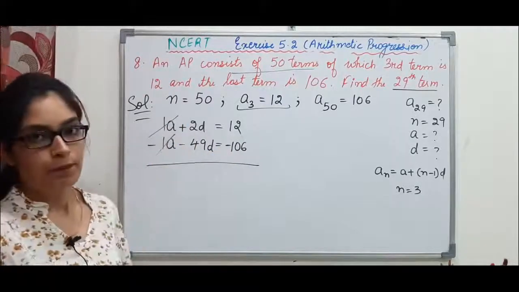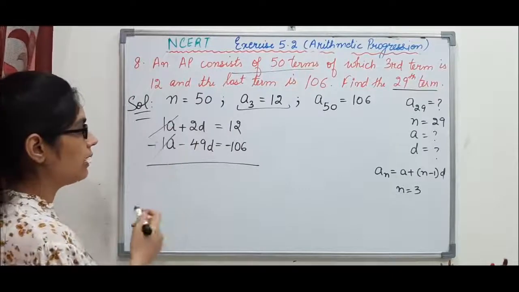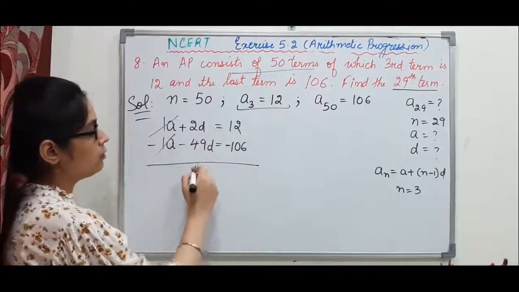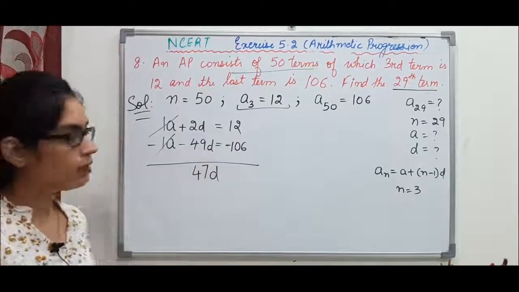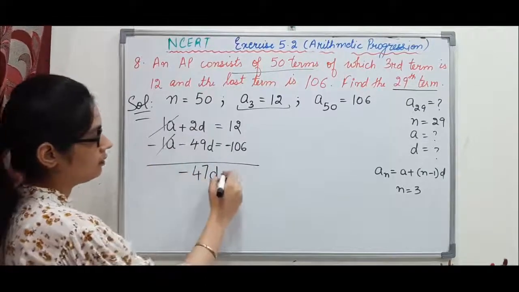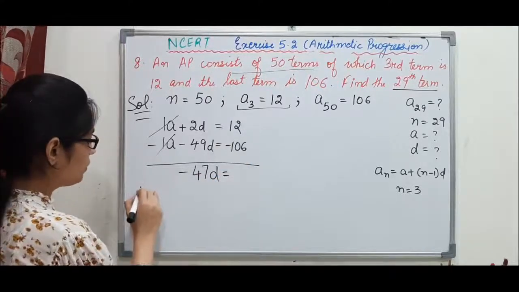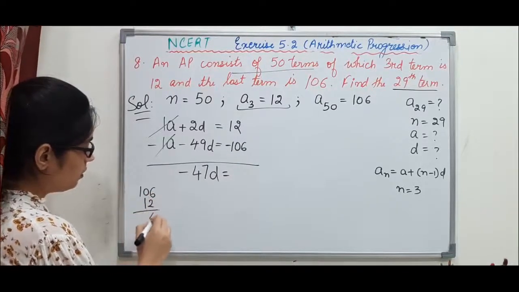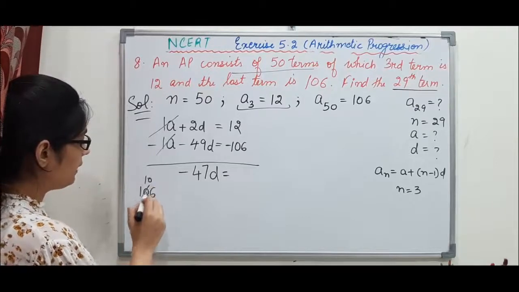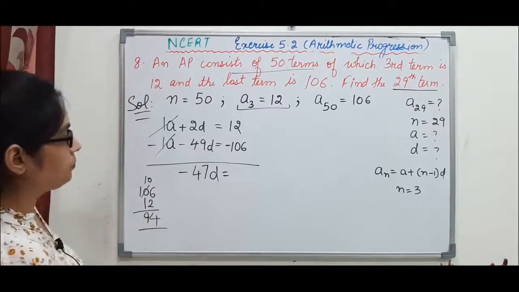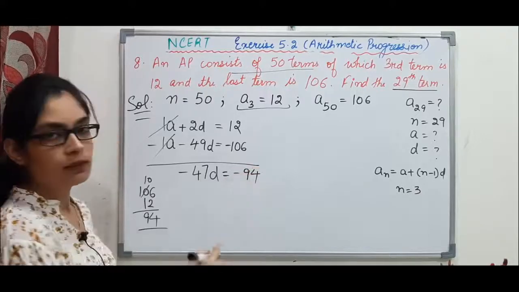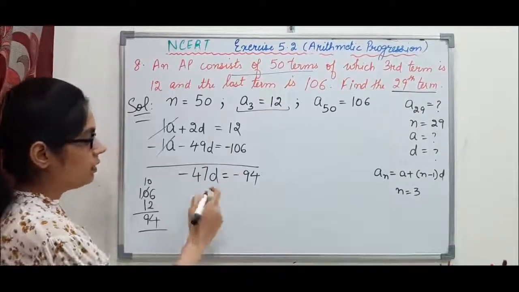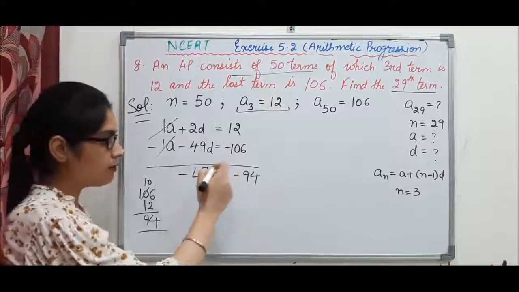Plus A and minus A get cancelled because A minus A is 0. Then 2D minus 49D: 49 minus 2 is 47, and the sign of the greater number, 49, is minus, so minus 47D. On the right, 12 minus 106: 106 minus 12 is 94, and since the greater number 106 has the minus sign, it is minus 94. Now we have to find D, so minus 47 we shift to the other side.